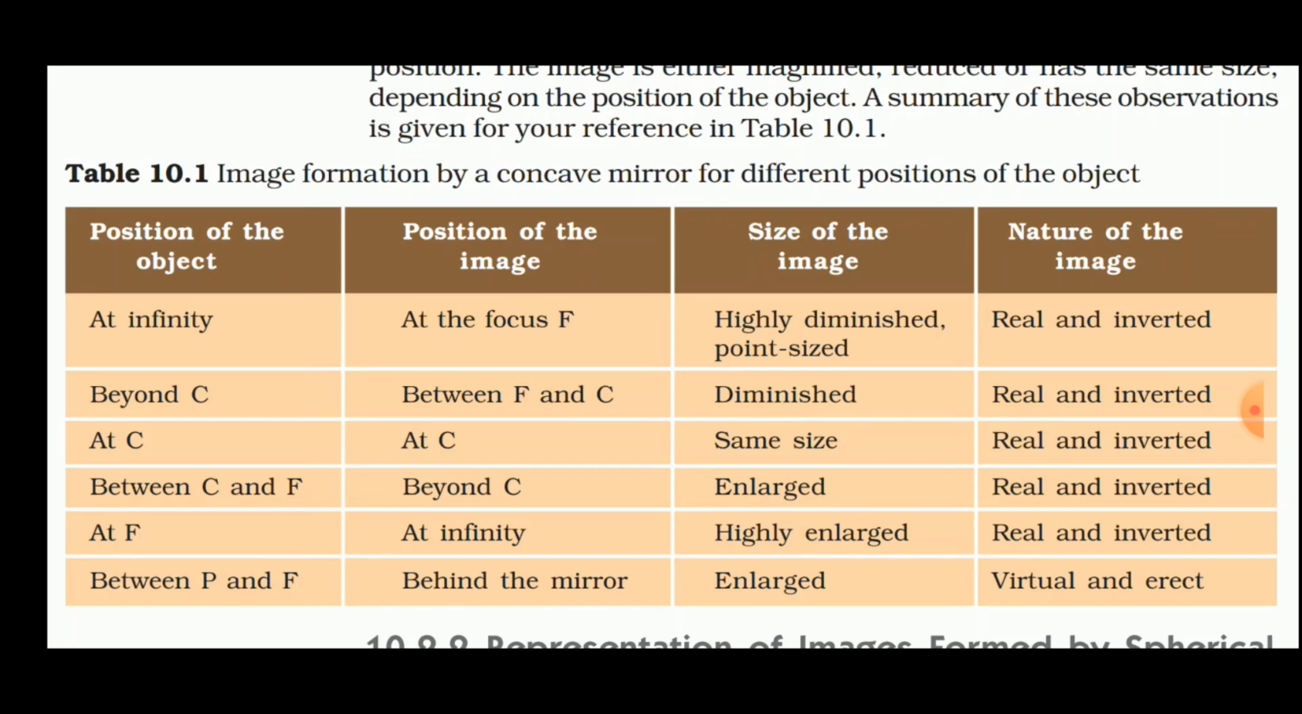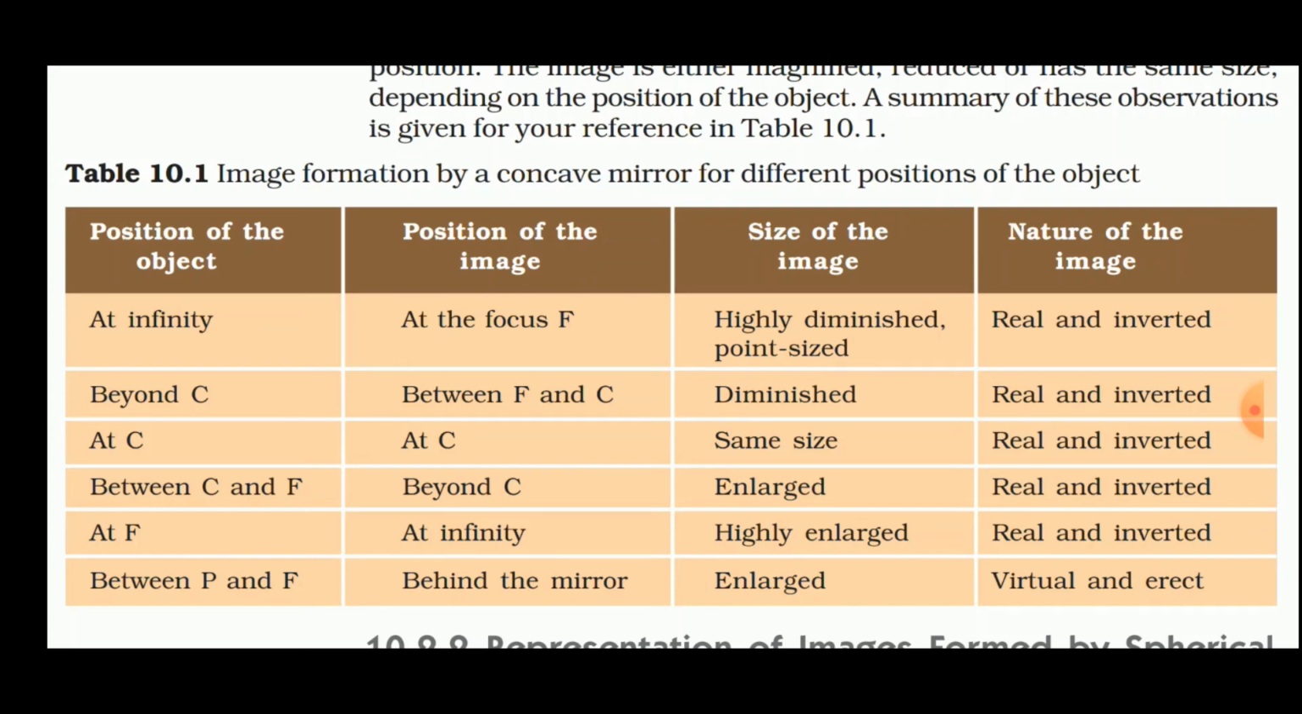Then the second one is when the object is beyond the center of curvature, beyond C, the image is formed between F and C. The image is again diminished, meaning it is small, and the nature of the image is real and inverted. Now corresponding to this second one, take the fourth type of image. These two are vice versa of each other. So if the object is between C and F, then the image is formed beyond C. How is the size of the image? It is enlarged. And the nature of the image is real and inverted.